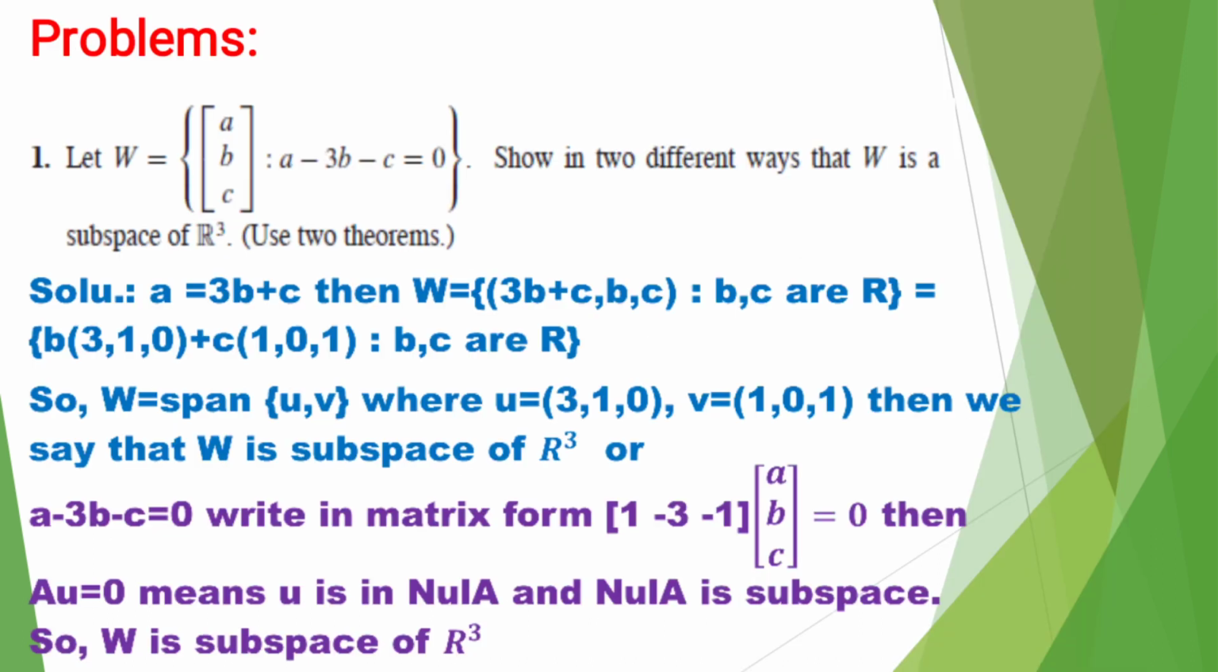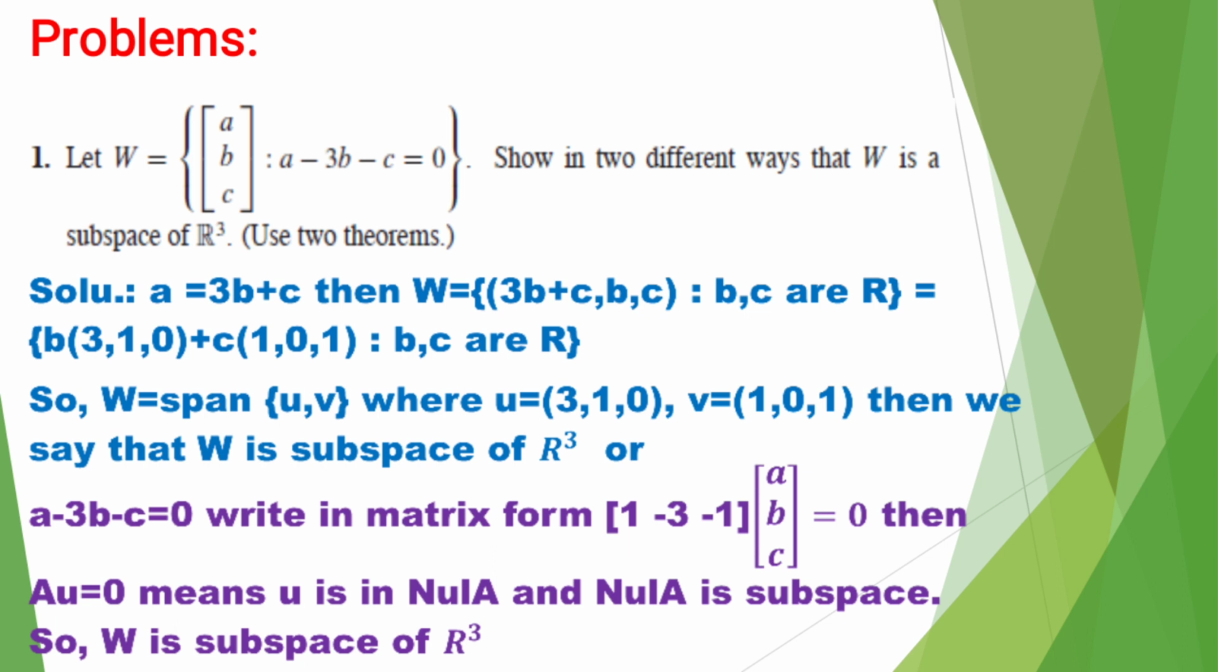So now, one more problem. The problem is: W equals the set of (A, B, C) such that A minus 3B minus C equals 0. Show in two different ways that W is a subspace of R3.